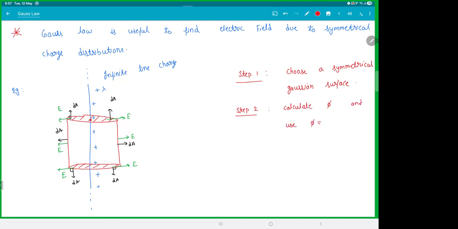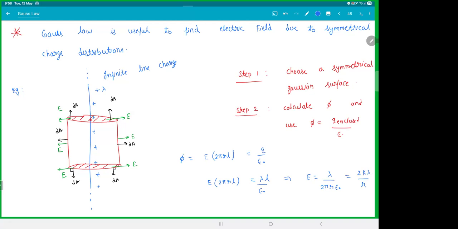Use flux is equal to Q enclosed by epsilon. That's it. The main idea was that. So what is the flux in this problem? Flux will be E into 2 pi RL, because for the curved surface, there is no flux on the disks. This should be equal to Q by epsilon, that is the charge enclosed in the cylinder. How much charge is enclosed? Lambda into L. Therefore, we get E is equal to lambda by 2 pi R epsilon, which is nothing but 2k lambda by R.